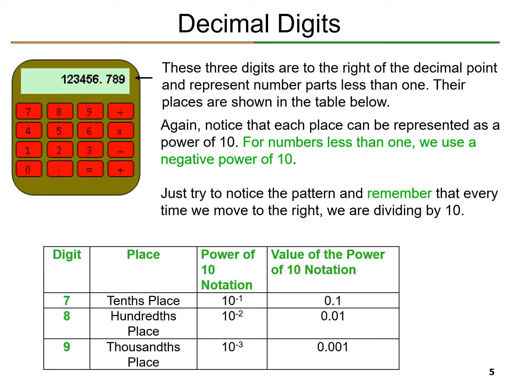Okay, these 3 digits here are to the right of the decimal point, and they represent number parts less than 1. The 7, 8, and the 9, they are again to the right of this decimal point and represent number parts less than 1. Their places are shown in the table below. The 7 is in the tenths place. The 8 is in the hundredths place. The 9 is in the thousandths place.